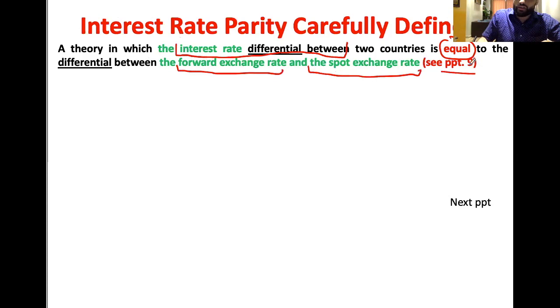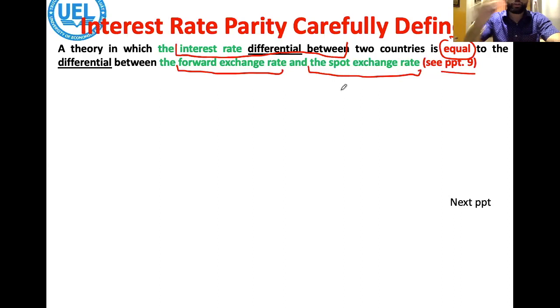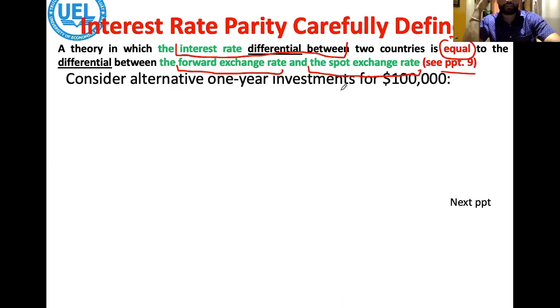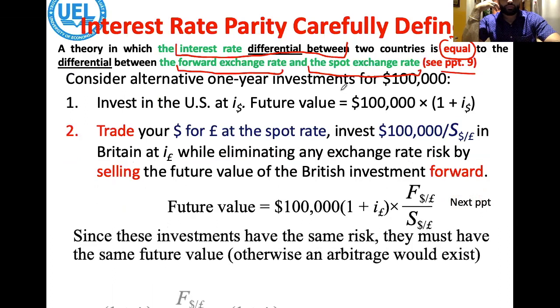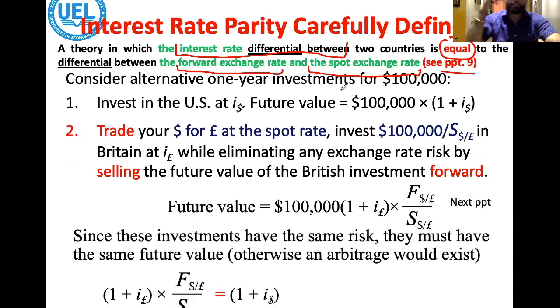We will later come back to this slide to look at the calculations. Let's have a look at a question here, with some numbers, to understand it. Consider you have option 1 and option 2. Consider an alternative one-year investment of $100,000. So you have options to make the investment.